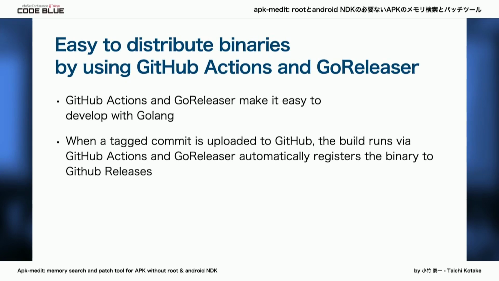Fourth, easy to distribute binary by using GitHub Actions and GoReleaser. GitHub Actions and GoReleaser make it easy to develop with Golang. When a tag commit is pushed to GitHub, the build runs via GitHub Actions and GoReleaser automatically uploads the binary to GitHub releases.